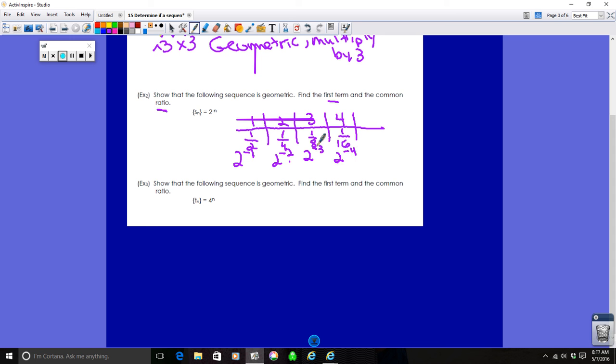And for the fourth term, 2 to the negative 4 power is 1 over 2 to the fourth power, just 1 over 16. So you can see here that between our consecutive terms here, we are multiplying by a common ratio of 1/2 times 1/2 times 1/2. So our common ratio is 1/2, and our first term is 1/2. So a of 1, that's your first term, and your common ratio is 1/2. I would like you to pause the video now and try example 3.